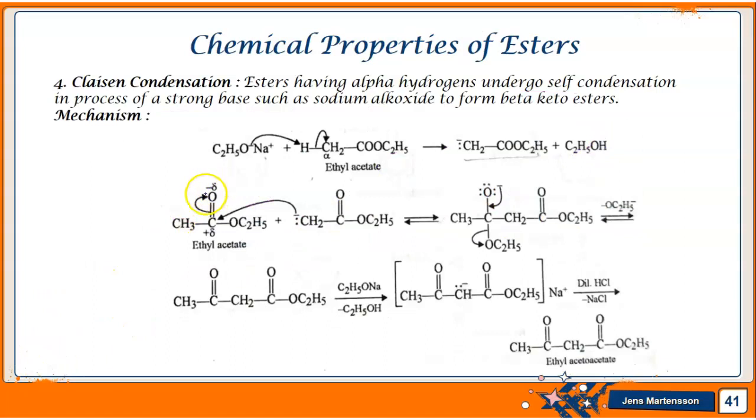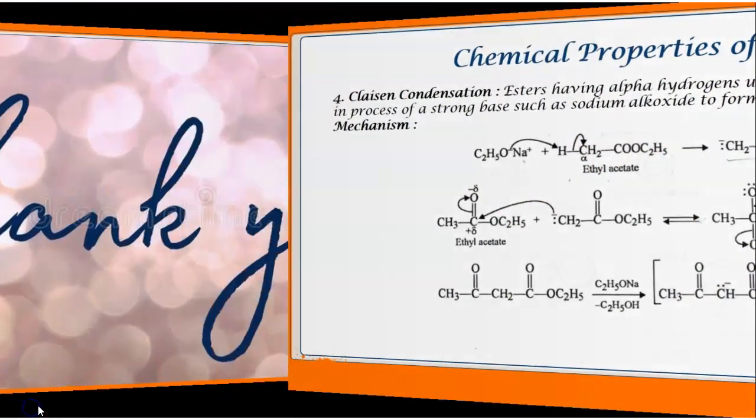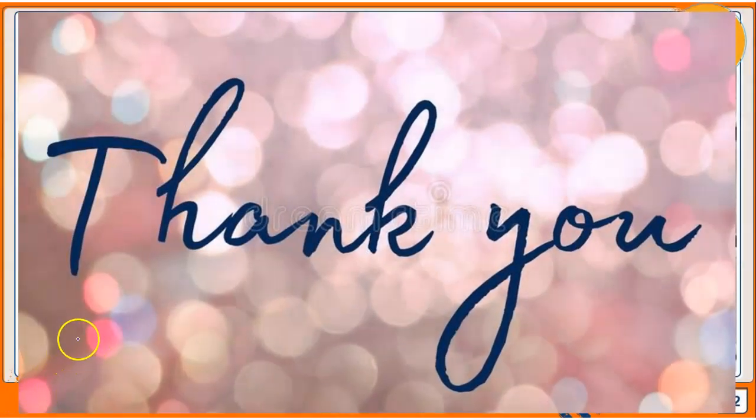So in the mechanism you can see what is happening. Reaction of your sodium alkoxide with ethyl acetate leads to the formation of this particular nucleophile, which will be reacting with ethyl acetate to give this particular structure, and after removal of this OC2H5 negative, it will be giving you your ethyl acetoacetate. So that is all about this particular chapter, and here I am stopping my video.